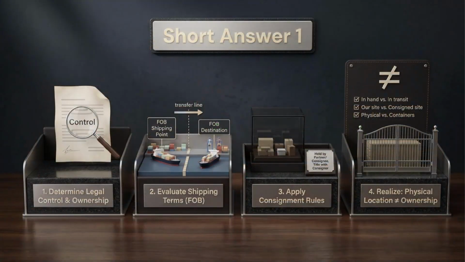Now let us move to short answer 1. Write your response to this prompt. Explain how inventory cutoff should be evaluated when goods are in transit, when goods are held on consignment, and when physical possession differs from ownership. Your answer should address control or ownership, shipping terms, consignment rules, and why location alone is not enough. In this type of answer, do not start with the count sheet. Start with the contract and the transfer terms. Write your response now.